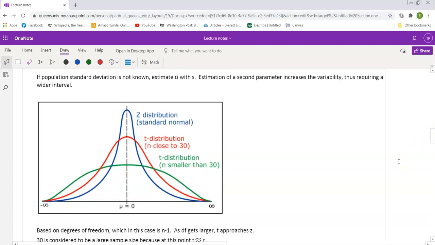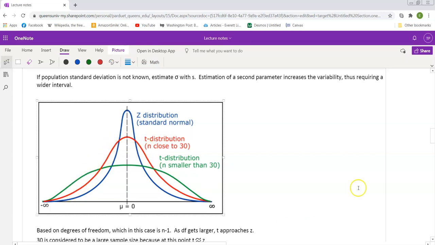But it's based on something called degrees of freedom. And you don't need to know what a degree of freedom is. You just need to know that it's n minus 1, so the sample size minus 1. And as the degrees of freedom get larger, the T distribution gets closer and closer to the Z distribution. So if you've got a small degrees of freedom, it's going to be like this green one here where it's wide.